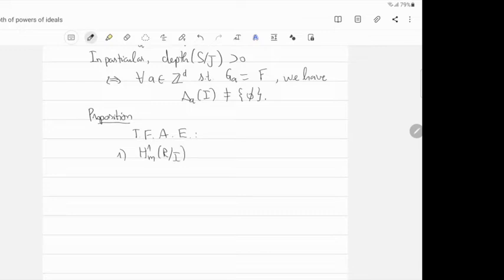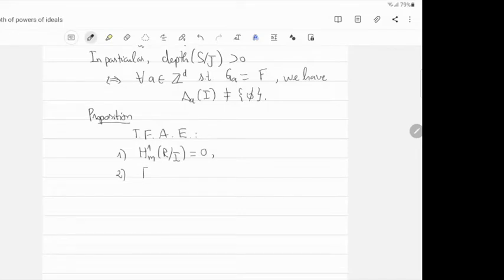We are interested in depth at least two. Yeah, depth at least two. If depth is at least two, then the first local cohomology will be zero, right? So that's why we are interested in this condition. And this is equivalent to the following condition, yeah?